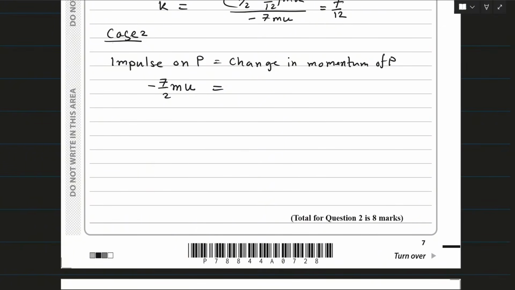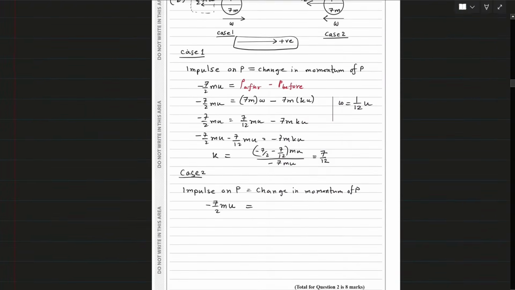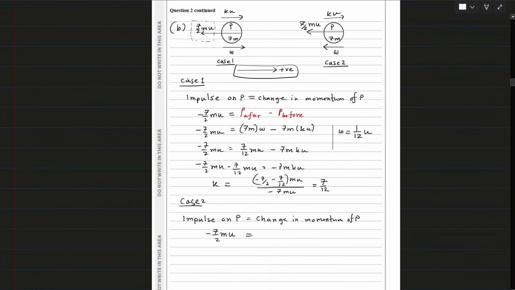So momentum after collision in this case would be, if I zoom out a little bit, 7m into minus w. The velocity after the collision in this case would be negative. In the previous case, w was positive. In this case, the w is negative. And this is the difference here. And then we subtract momentum before, which as usual is 7m into ku.